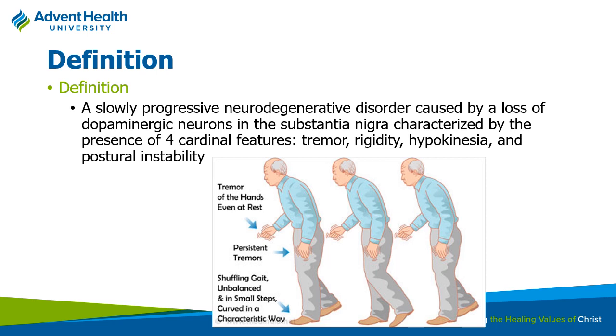Okay. Anyway, the big cardinal features are tremor, rigidity, hypokinesia, and postural instability. What were some of the extrapyramidal side effects you saw from our antipsychotic drugs? Tremor, rigidity, hypokinesia, postural. Yeah, right. So again, it's like a drug-induced Parkinson's when you have those, especially high dopamine receptor blocking drugs like haloperidol, fluphenazine, etc.